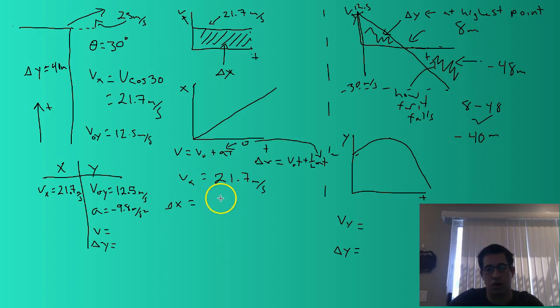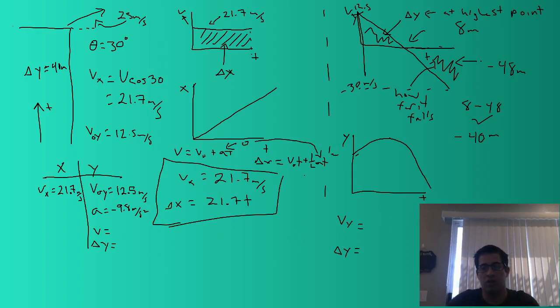For this one right here, initial velocity, V naught, 21.7 times our time, and then this term goes away again because acceleration is 0. So these are functions for the horizontal position for x. For y, to find those functions, okay, go ahead and use this equation right here to find the function for the vertical velocity.